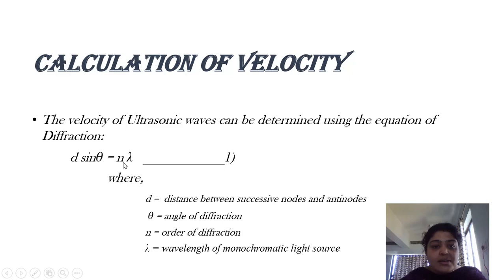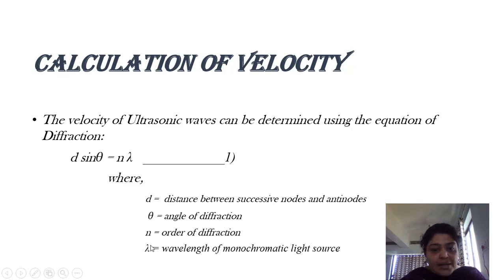If n equals 1, you will see one central maxima and two first order maxima. If n equals 2, you will see the central maxima, first order and second order on one side, and first order and second order on the other side. So this corresponds to the number of dots seen. n equals 1 means 3 dots, n equals 2 means 5 dots, and so on.